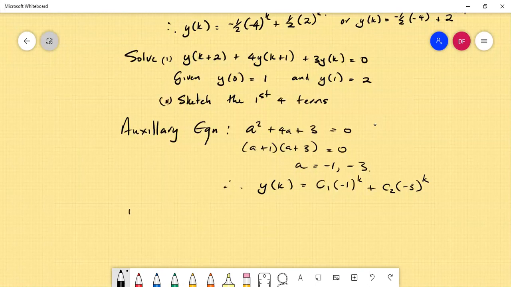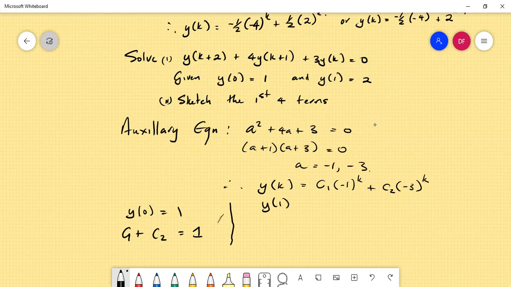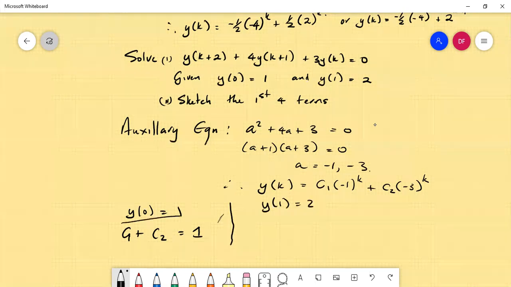So y of 0 is 1. So we have c1 plus c2 equal 1. Now we're plugging in k equals 0. -1 to the 0 is 1, and -3 to the 0 is 1. Similarly, y of 1 equals 2. Plug in 1 for k.